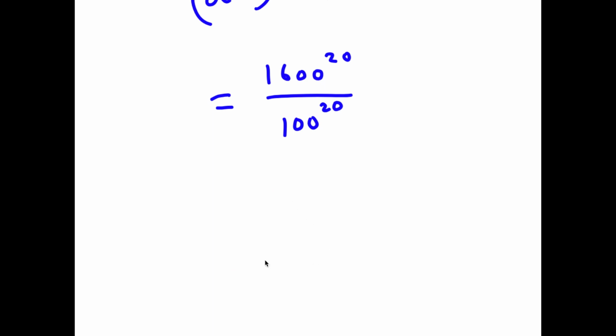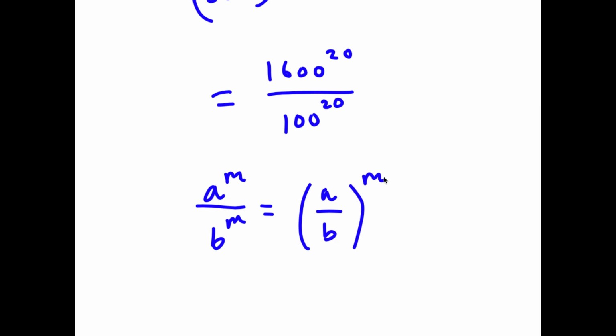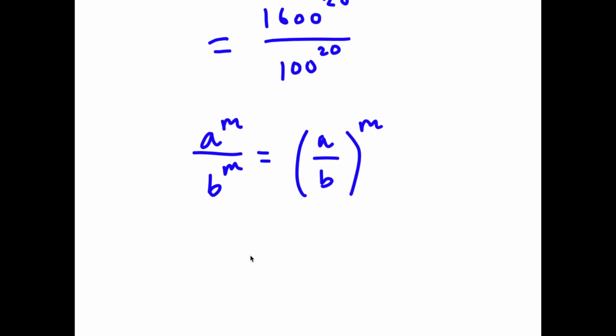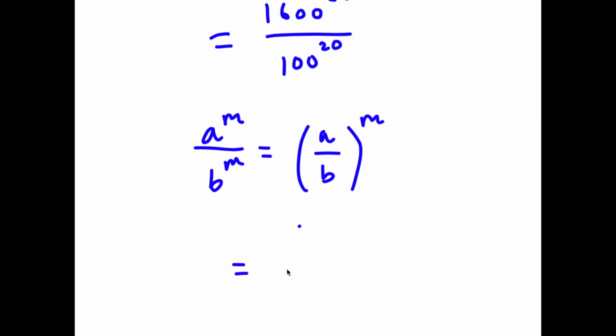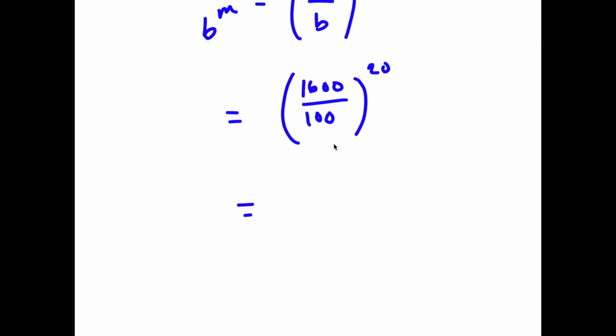And now if I have something in the form a to the power of m over b to the power of m, this is equal to a over b to the power of m. So 1600 to the power of 20 over 100 to the power of 20, that's going to be 1600 over 100 to the power of 20. And 1600 over 100, that's going to be 16. So I have 16 to the power of 20.